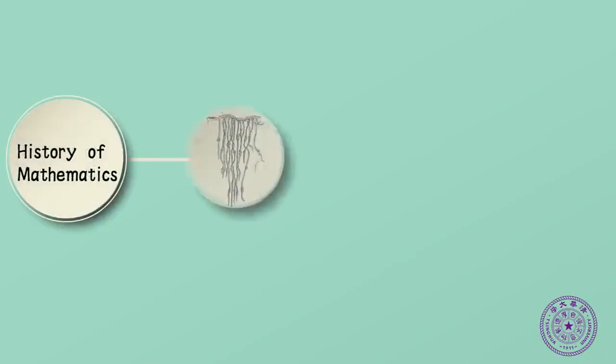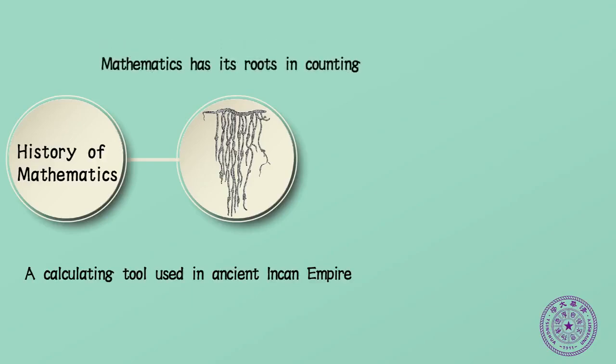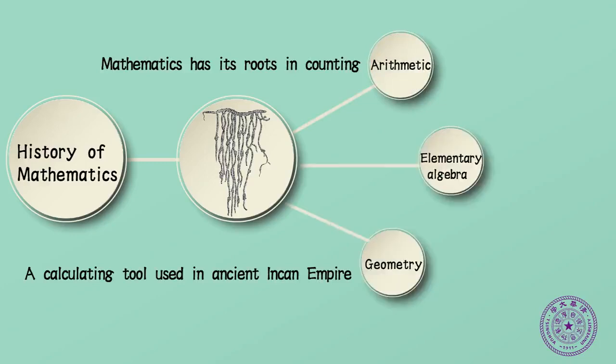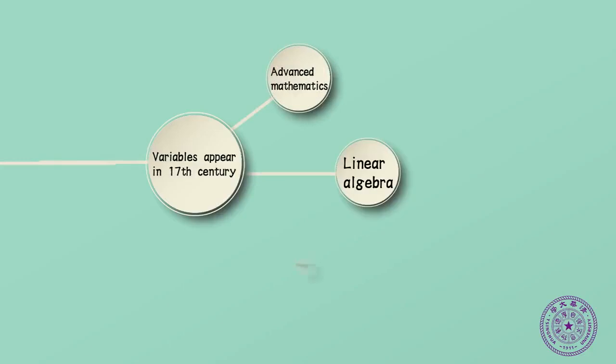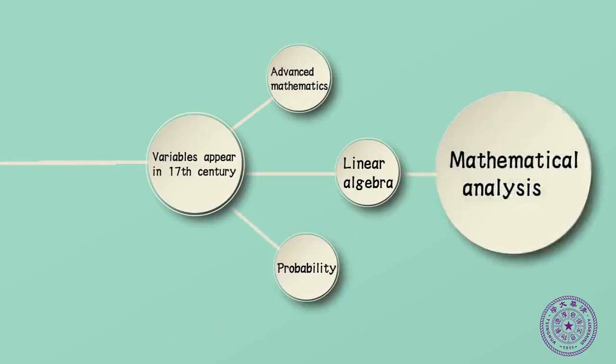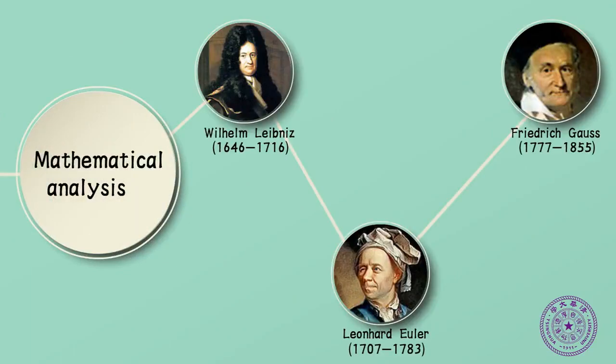Next, we shall take a brief overview of the history of mathematics. Let's start from this graph. What does the first illustration depict? This is in fact a calculating tool used by the people of the ancient Inca Empire. We can see that mathematics has roots in counting. Then, after grasping the fundamental concept of counting, we began to develop arithmetic, elementary algebra, geometry, etc. Until the appearance of variables in the 17th century, mathematics moved into virgin territory and thus began advanced mathematics, linear algebra, probability, etc. These topics are so-called mathematical analysis, whose fertile grounds have produced Leibniz, Euler, Gauss, etc.